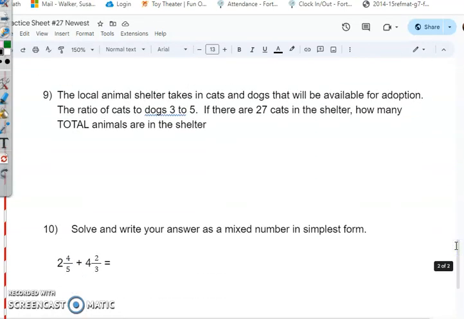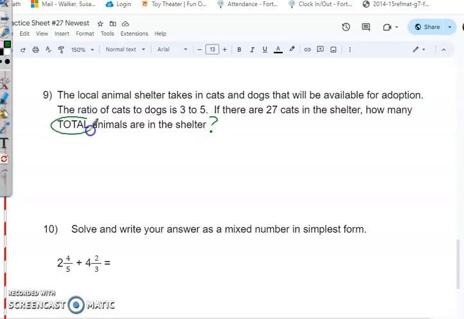Number 9, the local animal shelter takes in cats and dogs that will be available for adoption. The ratio of cats to dogs is 3 to 5. If there are 27 cats in the shelter, how many total animals are in the shelter? Okay. We need this total. If I were you, the way I would do this, it's giving me a ratio. I would write that ratio, which is 3 to 5. That's what I would do.